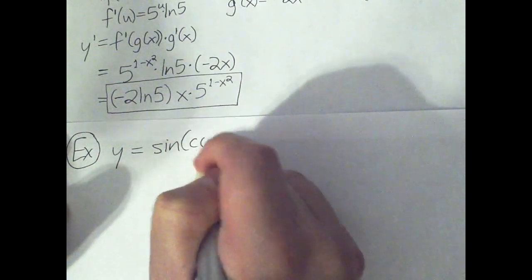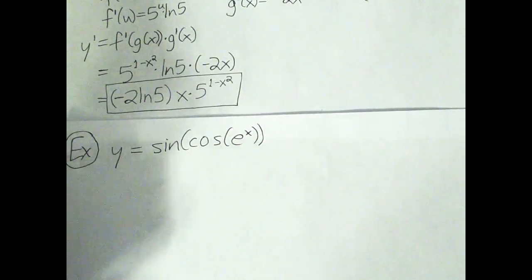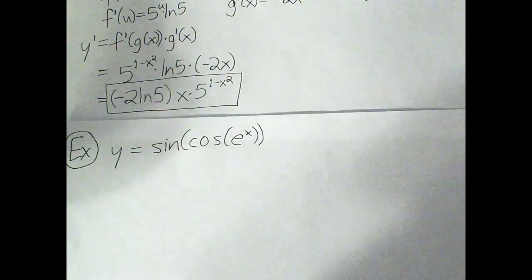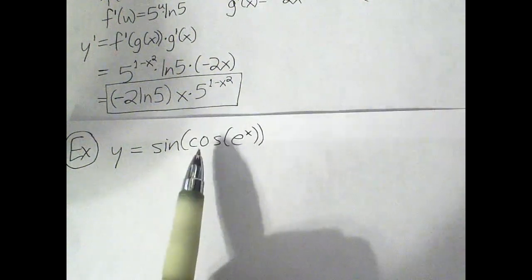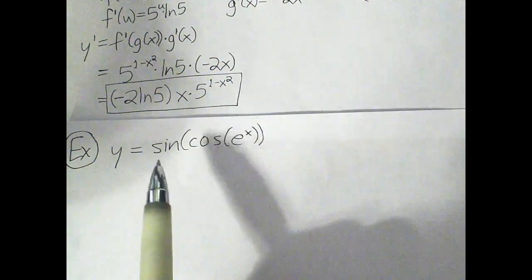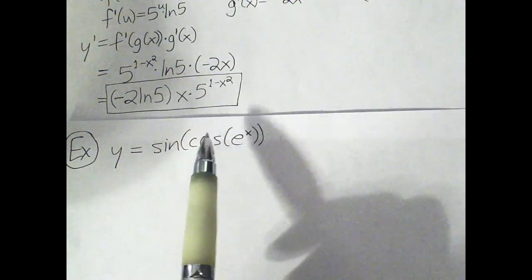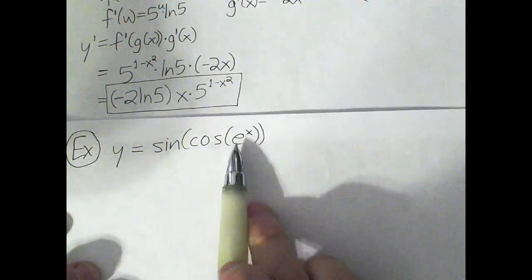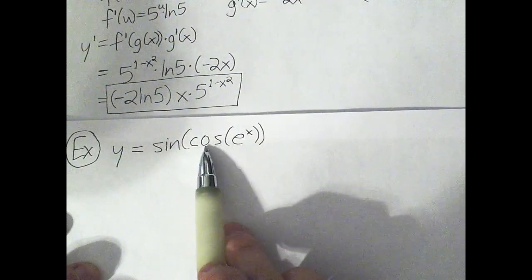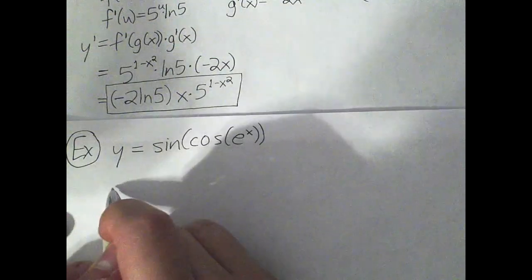This is y equals sine of cosine of e to the x. Now, this is not a product, right? Because it's not sine times cosine. It's sine of cosine. It's really different if it's times or of. We want sine of cosine of e to the x. So there's a function all the way on the inside, and then there's a function in the middle, and then there's a function all the way on the outside. So this problem is a little bit different for that reason.